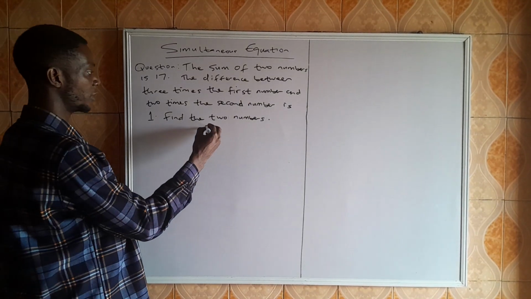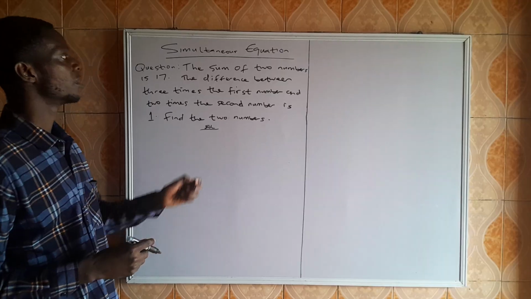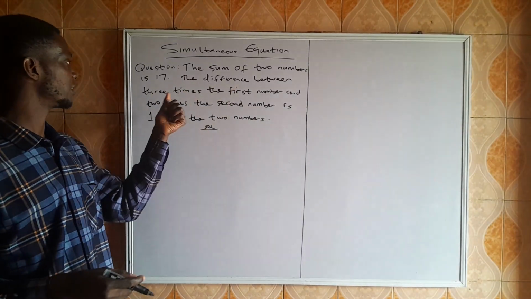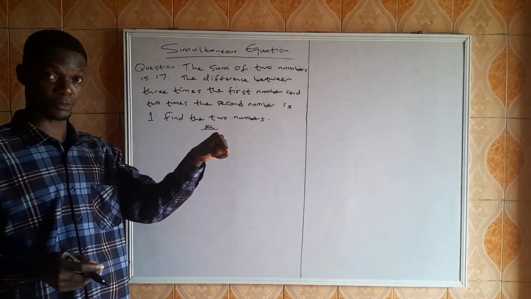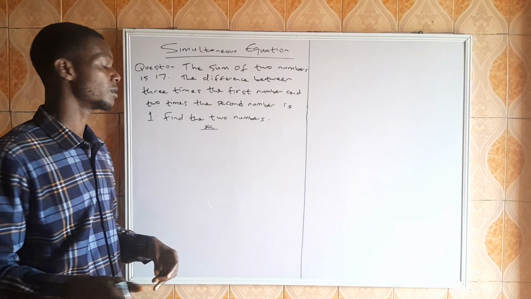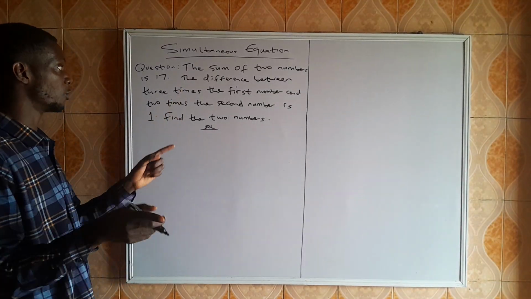For this question, we have: the sum of two numbers is 17. The difference between 3 times the first number and 2 times the second number is 1. Find the two numbers. We're given that the sum of two numbers is 17.